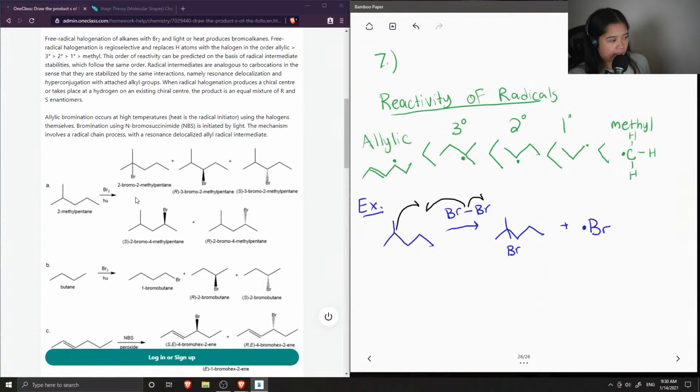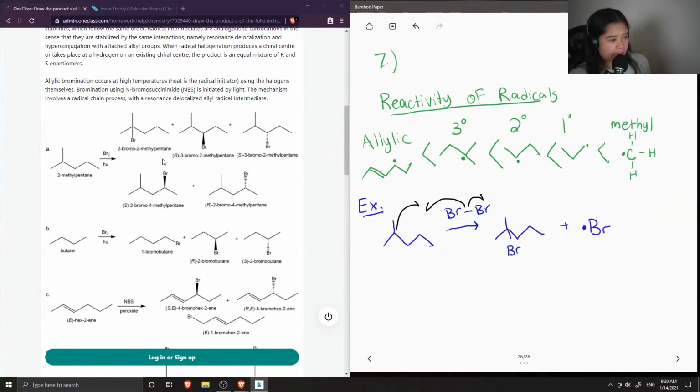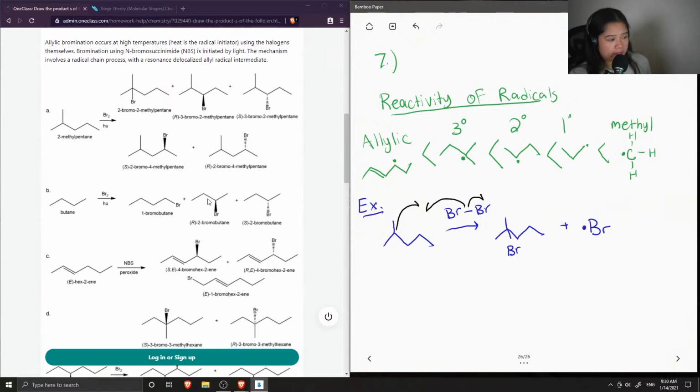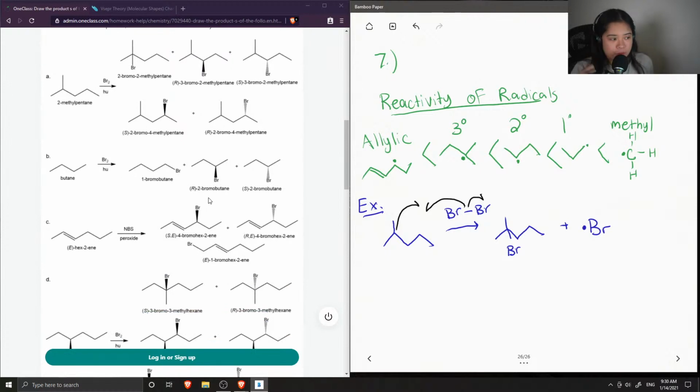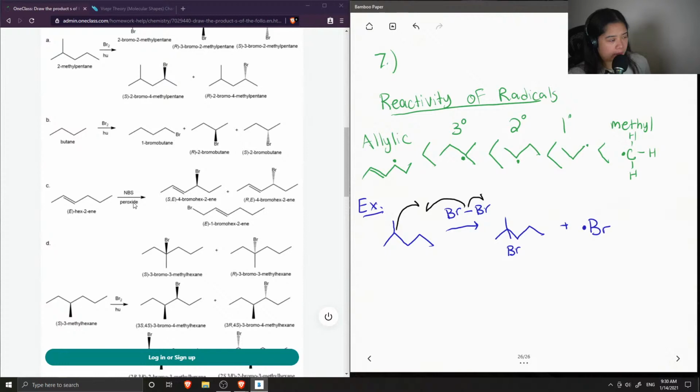So for part A, you can see that they included all the different types of products you could possibly get if you reacted the bromine with heat and light, and they just showed both the R and the S configurations. They did the same for butane. Bromine can be at the end, in the middle, with the different configurations.